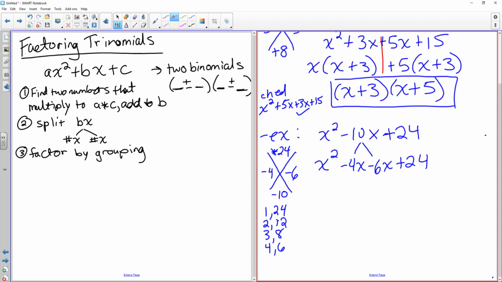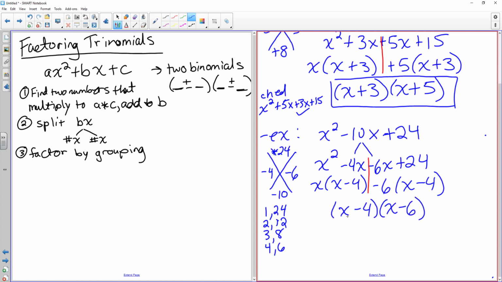Okay, so now if I do my grouping, split this down the middle. First two, they have an x in common. I'm left with x minus 4. Second two, they have 6 in common. I'm going to have to make it a -6 so my signs match up, and I'm left with x minus 4. So x minus 4, and then x minus 6. FOIL it out. This one checks out too.